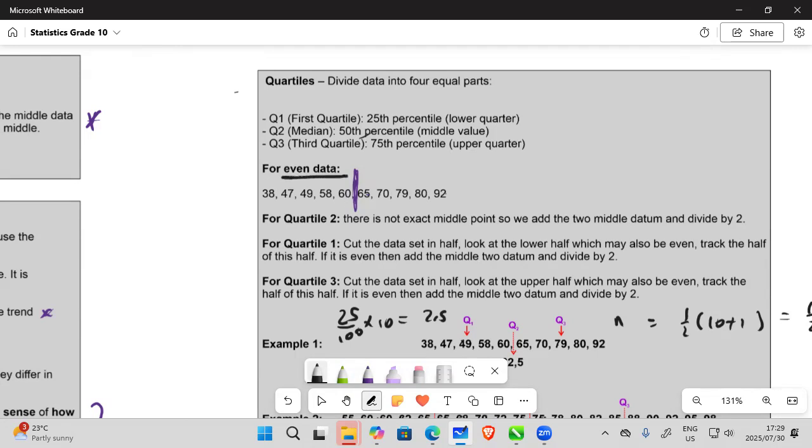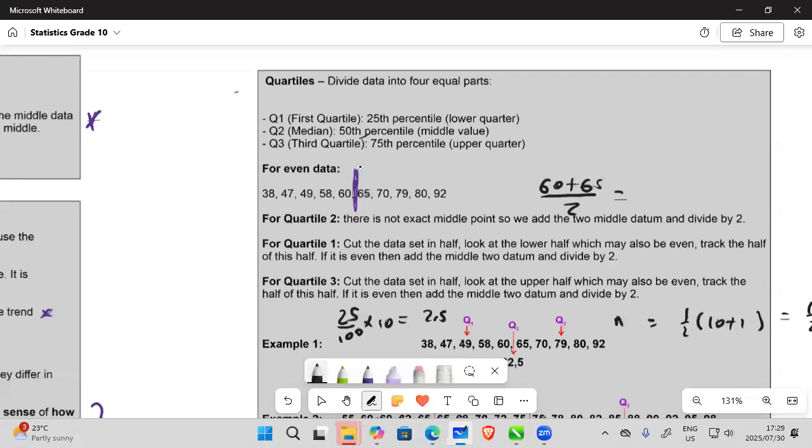So when you have an even number of data sets, there is no actual middle. So what we do is we add the two values closest to the middle and divide by 2. And that will give you an answer. Guys, please, this is very important. If you have an even number of data points, there will be no exact middle point. So you take the 2 that are closest to the middle, add them up, and divide by 2.